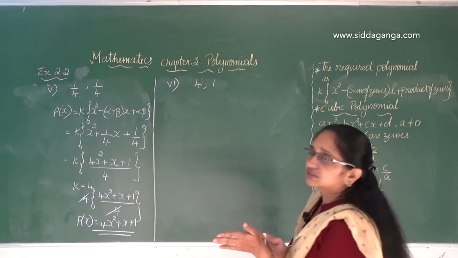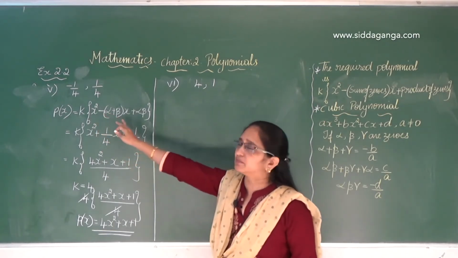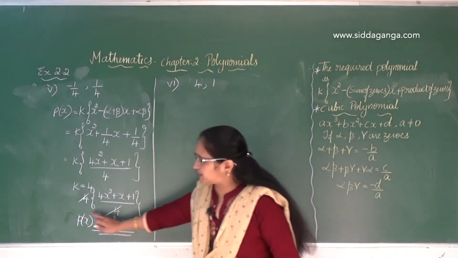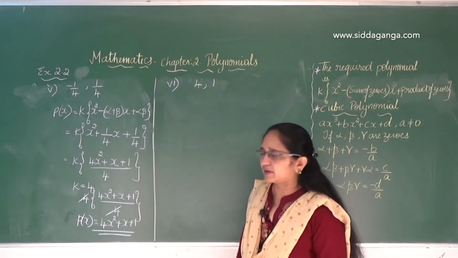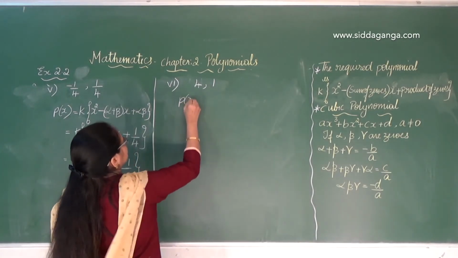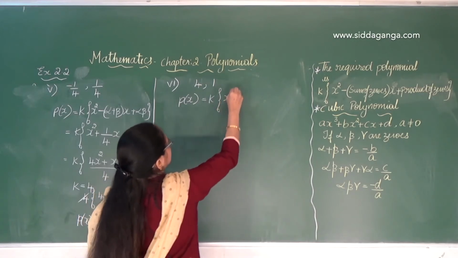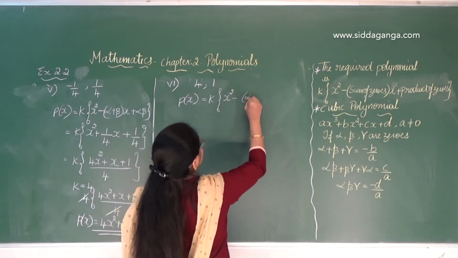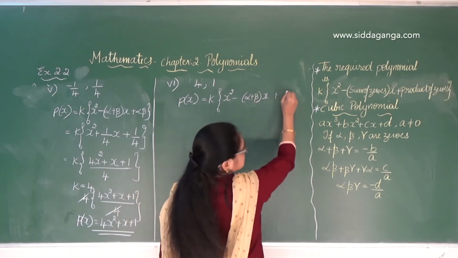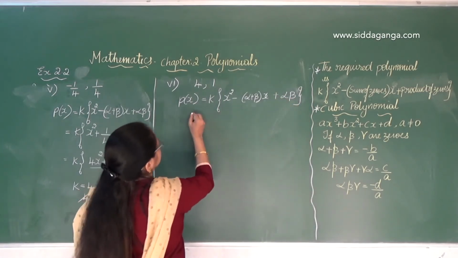Now, let us move on to the sixth one. If you remember this formula, then you can solve the problem easily. So, one such required polynomial is 4x square plus x plus 1. Now, the last one, p of x is equal to x square minus alpha plus beta into x plus alpha beta.